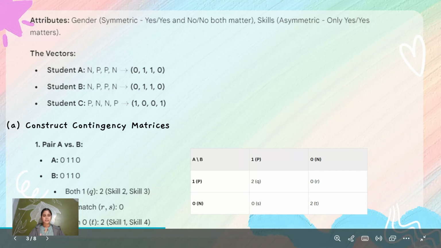For pair A minus B, we create a contingency matrix. You can see on the screen, A is 0, 1, 1, 0 and B is 0, 1, 1, 0. Both have 1: skill 2 and skill 3 are the same. So the mismatch R and S will be 0. Then both 0 are the two skills, skill 1 and skill 4.